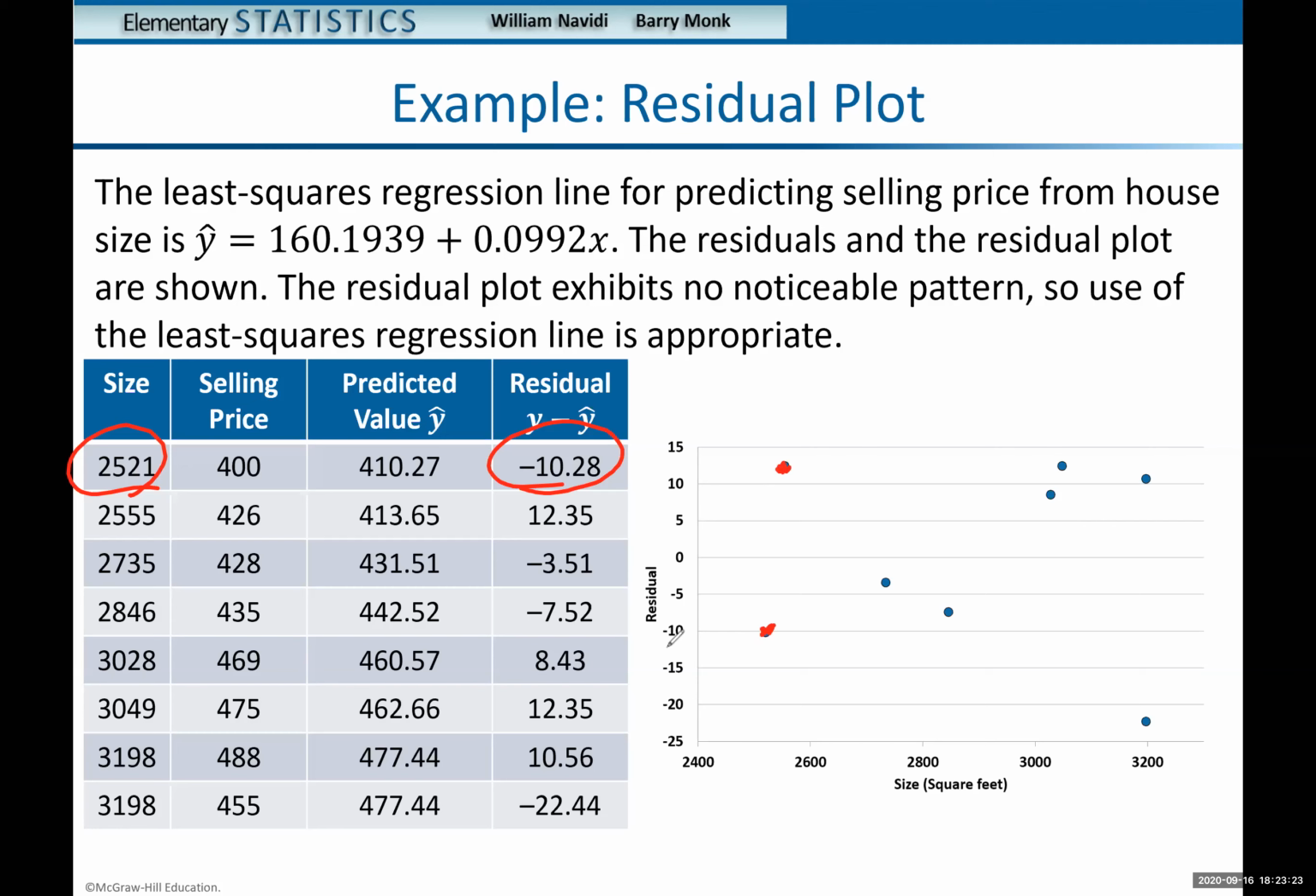So the residual, the center should be 0, above positive, below negative. And look at all these points. We don't see any pattern here. So if you don't see any pattern, the use of the least squares regression line is appropriate.